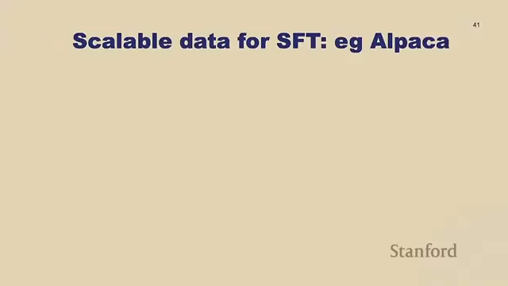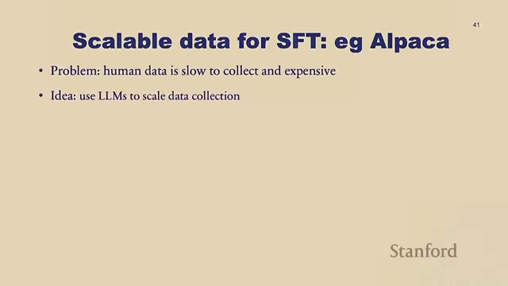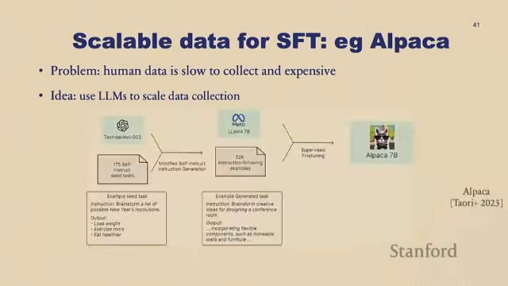So the problem with human data is that it's very slow to collect and very expensive. So one possible simple idea is to use LLMs to scale data collection. And that's exactly what we did with Alpaca 1 year ago.